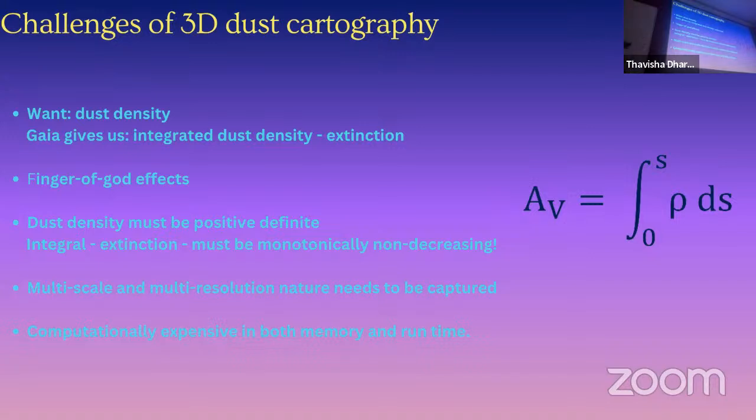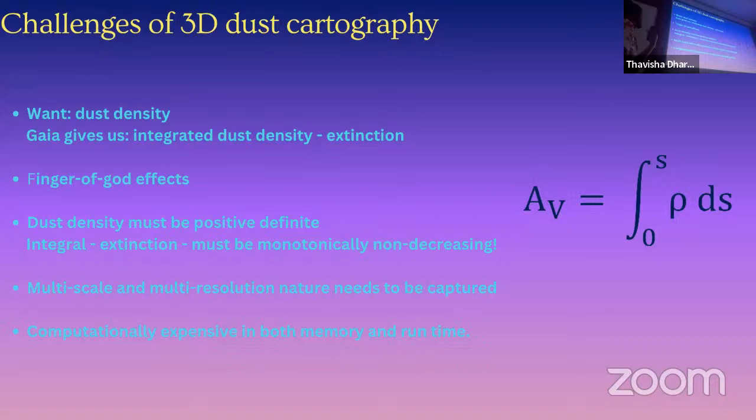So we have a couple of challenges to deal with when dealing with dust cartography, one of which is that what we want is density. But unfortunately, what we have is this extinction parameter. So we have to build up a process that will let us go from a modeled density to our observed extinction.